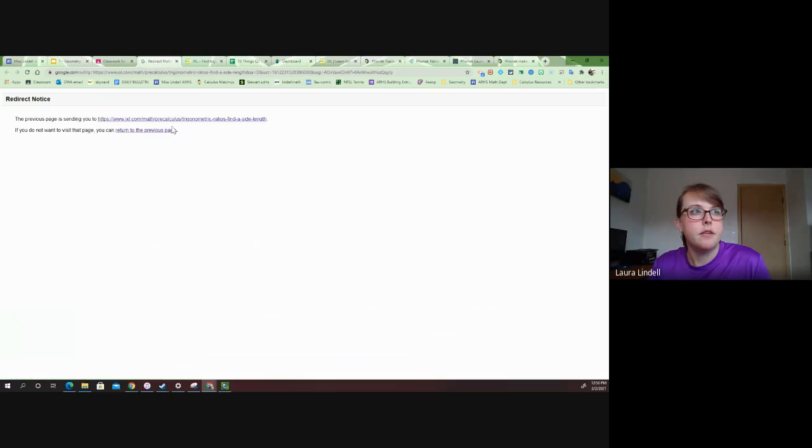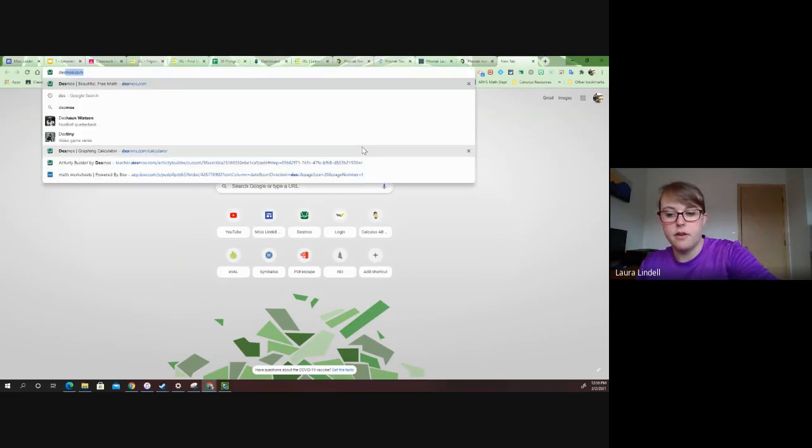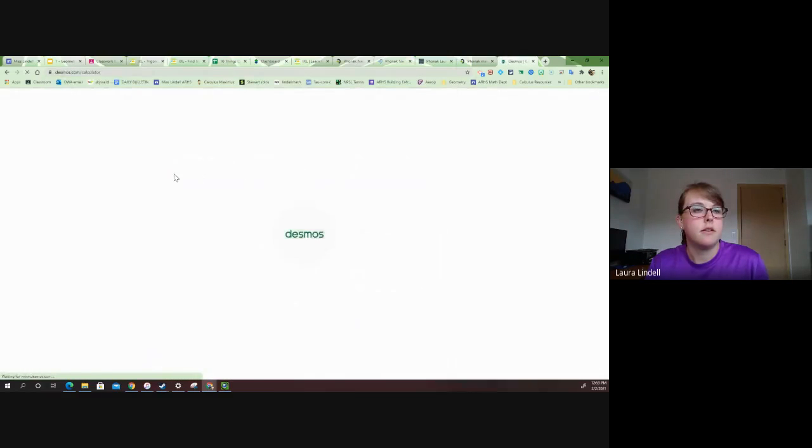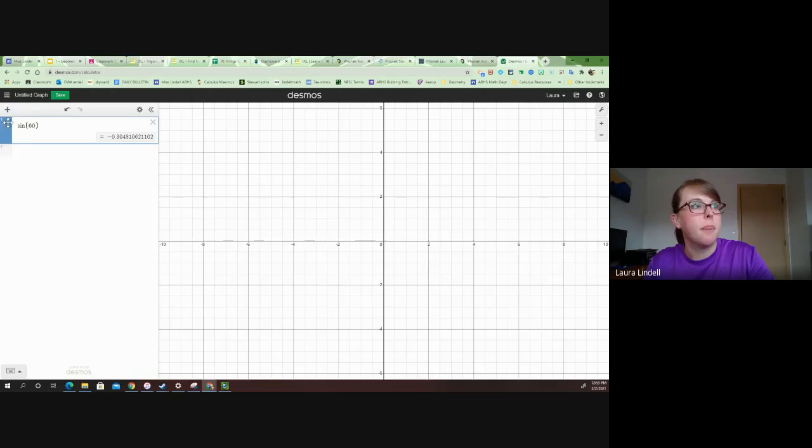And then the other one, yep, that's where I'd like to go, is M11. We're going to be focusing on finding side lengths for this one. So it'll give you one of the side lengths and an angle. And you're going to find, let's see, it says write your answer in simplified rationalized form. So this one, they do want exact answers and things like that. So some calculators will give you exact answers and make it exact for you. If you're in Desmos, if you haven't discovered this yet, I think it will do it. Like if I said sine of 60, oh, it doesn't have the convert option. Bummer. Oh well.